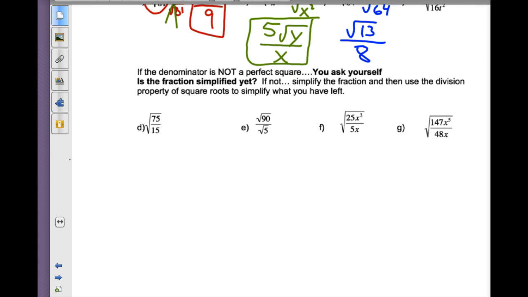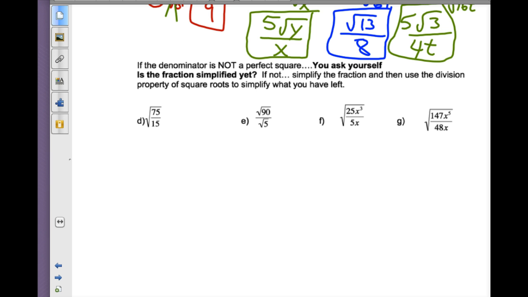Second thing I want you guys to look for is, can you reduce your fractions first? On all these, we can reduce our fractions by some number and make our lives a lot easier. Since they're both under the radical symbol, 75 and 15, we can reduce them. 15 over 3, which is 5. But what are we going to have? Radical 5, because 75 divided by 15 is 5. Is there a radical in the denominator? No. Is it simplified all the way? Yes. We're done.